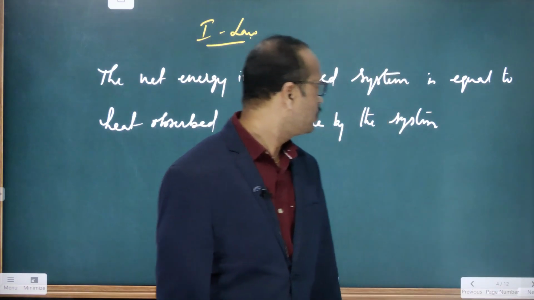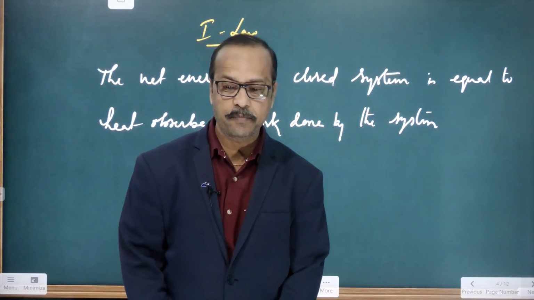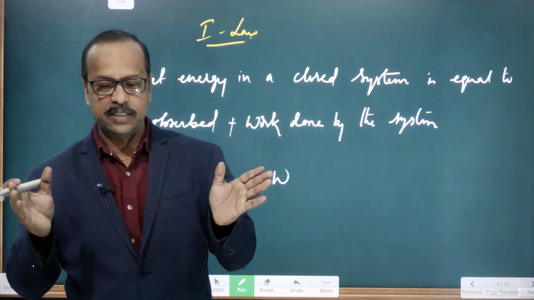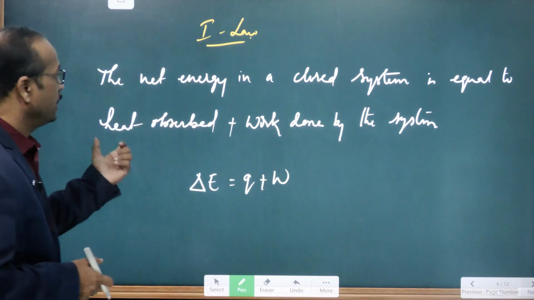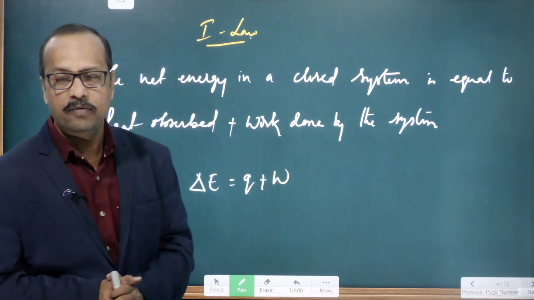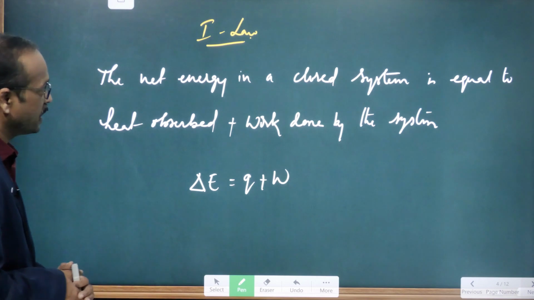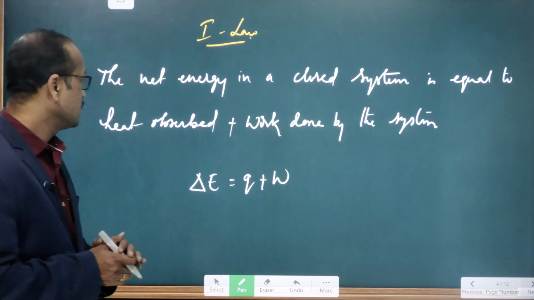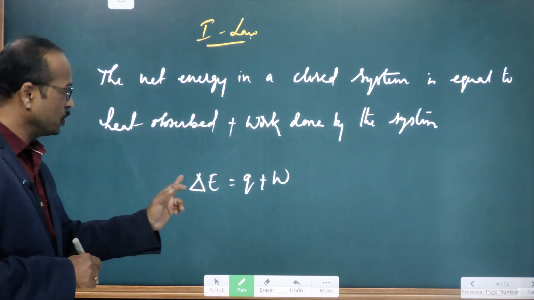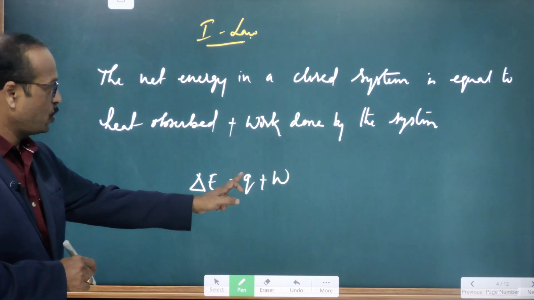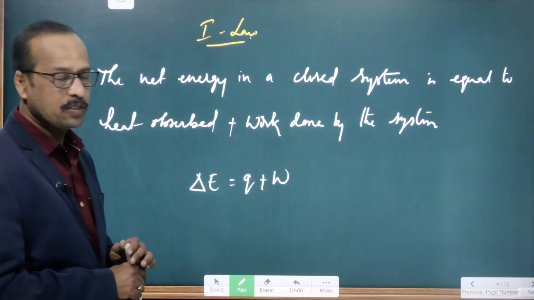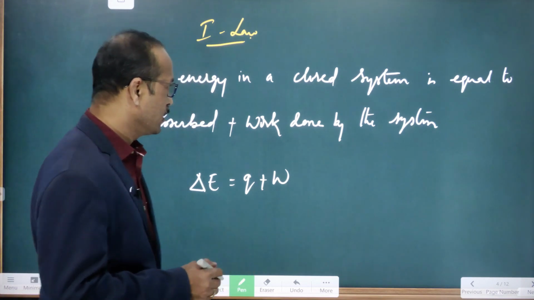Then we studied the first law. What does the first law explain? The net energy in a closed system is equal to the heat absorbed plus the work done by the system. This is the first law of thermodynamics. In chemistry, it says the net energy in a closed system is equal to the heat absorbed and the work done by the system. This we already discussed. So here, net energy is equal to Q plus W, where Q stands for heat absorbed and W is the work done, right?